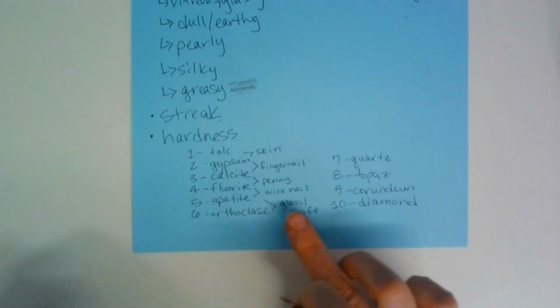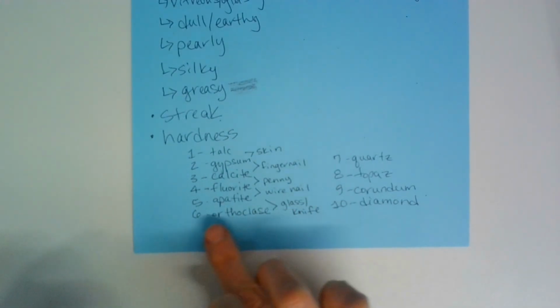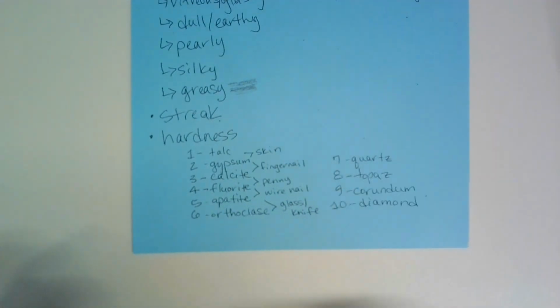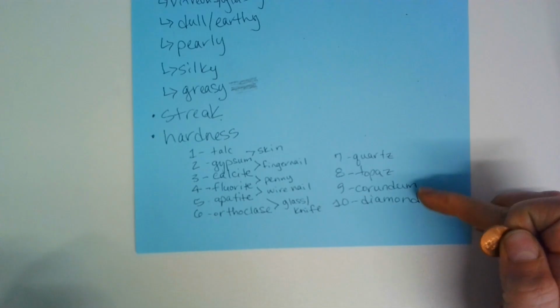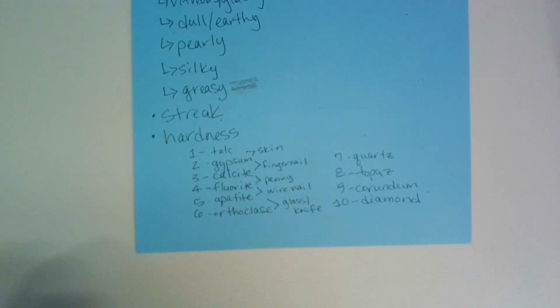I don't have any wire nails, but I do have my streak plate. The streak plate has a hardness of 7. It's made of quartz. So if I were to take my diamond ring or my sapphire ring, both of those would scratch the streak plate.